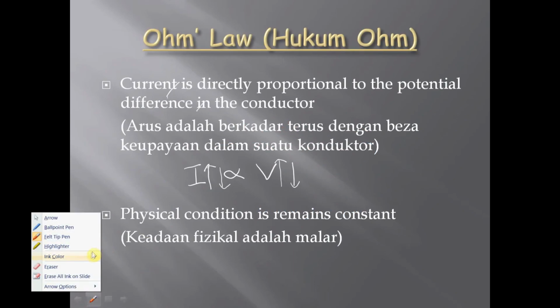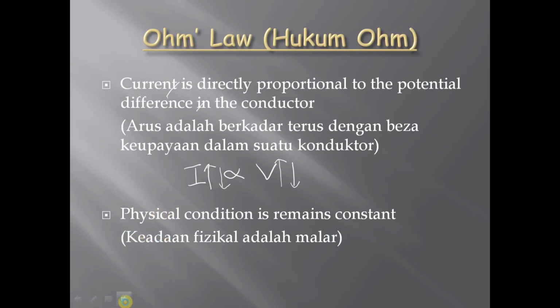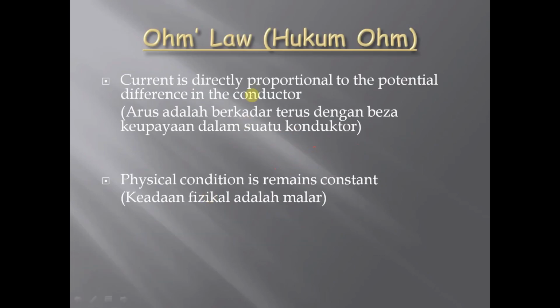So, dia menggunakan satu perkataan namanya conductor. Okay, conductor. Maksud di sini adalah kamu boleh lihat, conductor means what? A wire. That means that basically, apa yang cuba dicadangkan oleh Ohm adalah apabila kamu bergerak dari satu tempat ke satu tempat, okay, elektron nak bergerak, electron need to move.